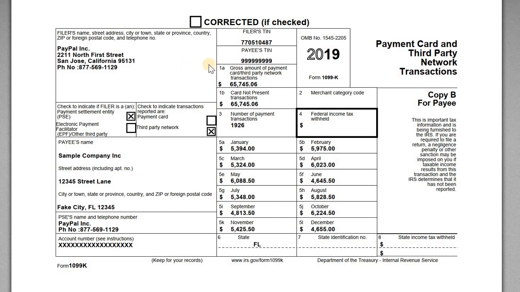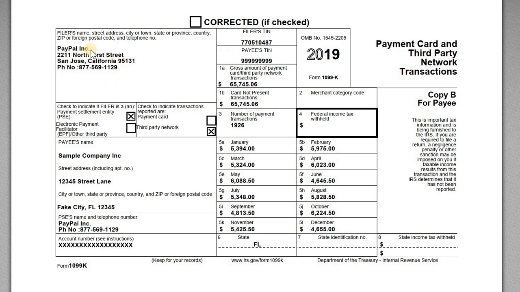And so what it does is it is designed to report the gross amount of payments that went through your account. So they give you a copy of this and they send it to the IRS. So it's very similar to a 1099-DIV or a 1099-B or INT, all those variety of 1099 forms that people receive at the end of the year. And so this is pretty straightforward here.